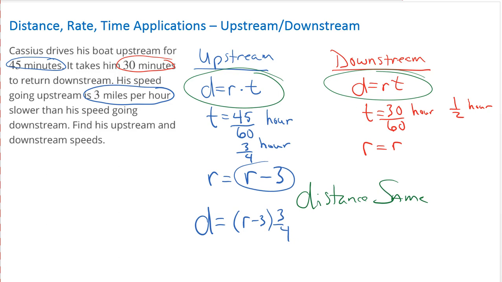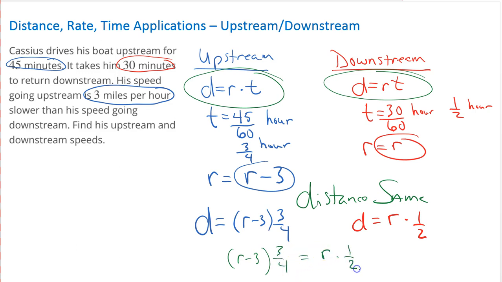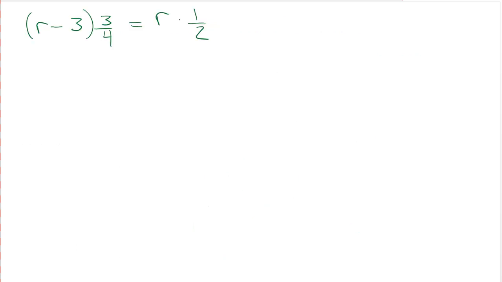For the downstream situation, D is also equal to R times T, but the R here we called R, times my T, which is 1/2. Since these distances are equal, I'm going to set R minus 3 times 3/4 equal to R times 1/2. Now I'm going to make that look better, and I'm also going to go to another page so I have more room. So here we are.